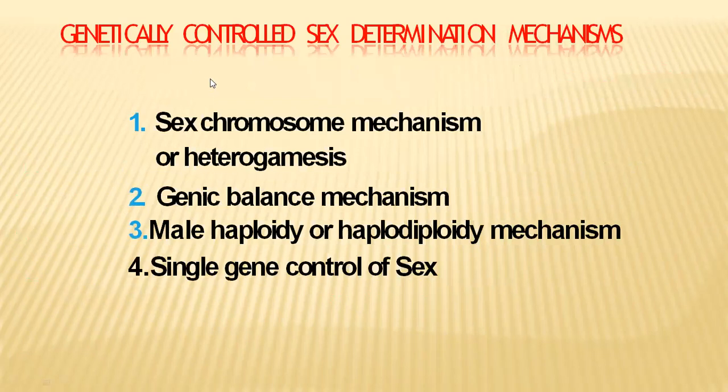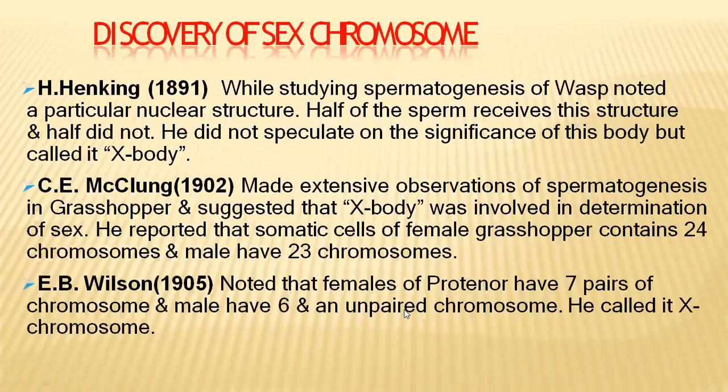First of all, let us see genetically controlled sex determination mechanisms. In this type, there are again four subtypes. Sex chromosome mechanism, also called heterogamesis. Another one is genic balance mechanism. Third one is male haploidy or haplodiploidy mechanism. Fourth one is single gene control of sex mechanism.